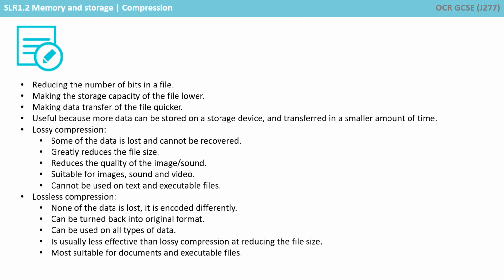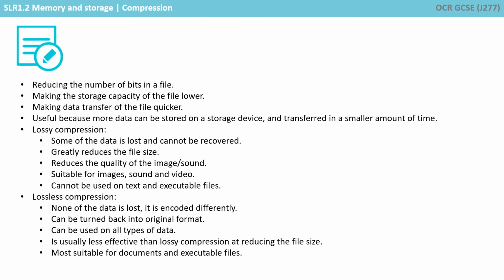So let's recap. Compression reduces the number of bits in a file. It makes the storage capacity of the file lower. It makes data transfer of the file quicker. It's useful because more data can be stored on a storage device and transferred in a smaller amount of time. There are two types of compression. Lossy compression, where some of the data is lost and cannot be recovered. This greatly reduces the file size. It reduces the quality of the image or sound, and is suitable for images, sound and video, but it cannot be used on text and executable files.